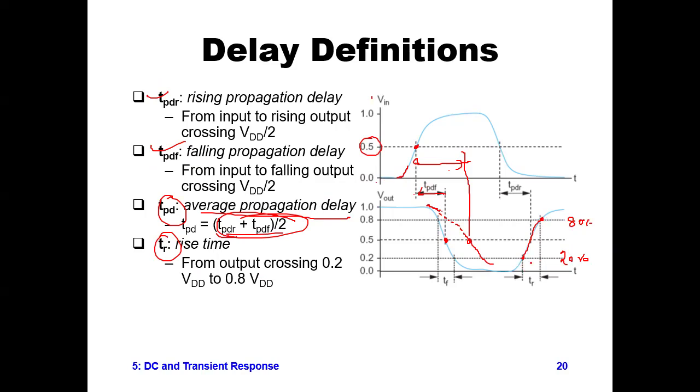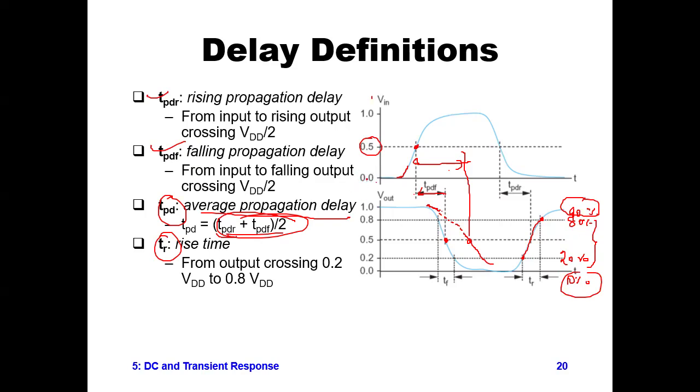In many books, you will see that this is taken as 10% to 90%. So this depends on the different sorts of approximations that you take. But in this case, it has given 20% to 80%. That is why it is taken as the rise time, right?